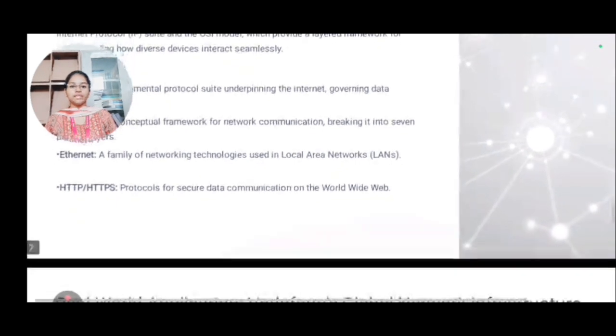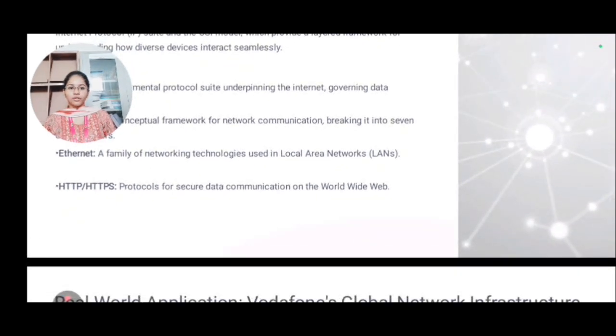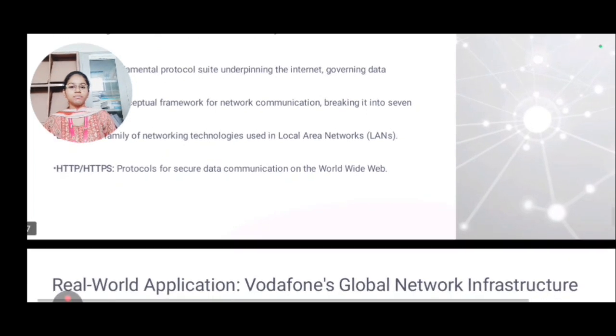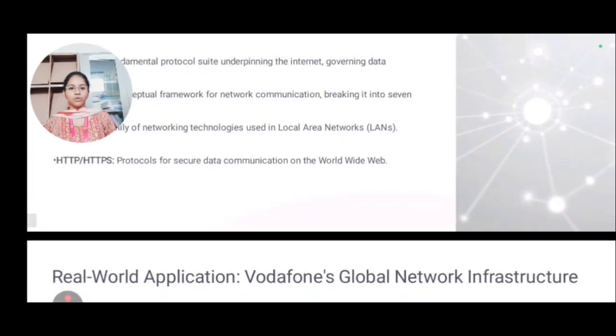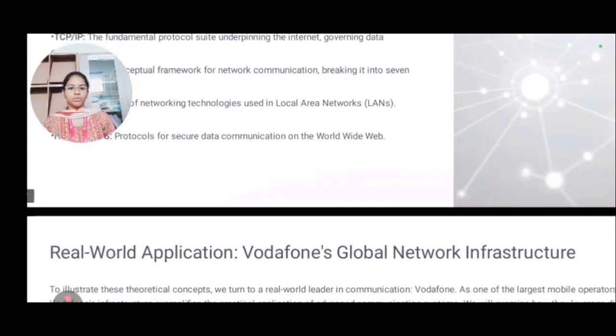The next will be Ethernet, a family of networking technologies used in local area networks, which we call LANs, and HTTP or HTTPS, the protocols for secure data communications on the World Wide Web.